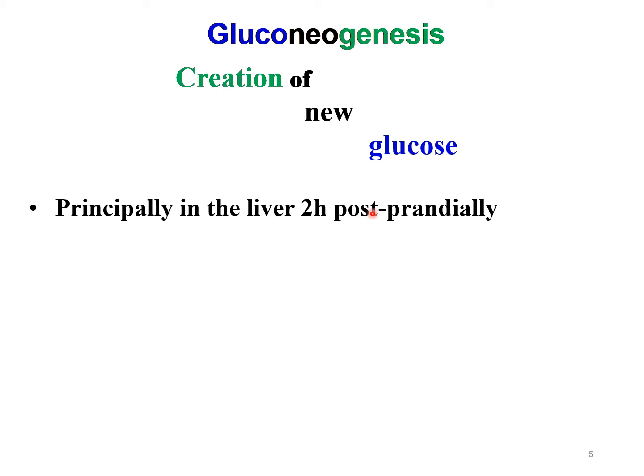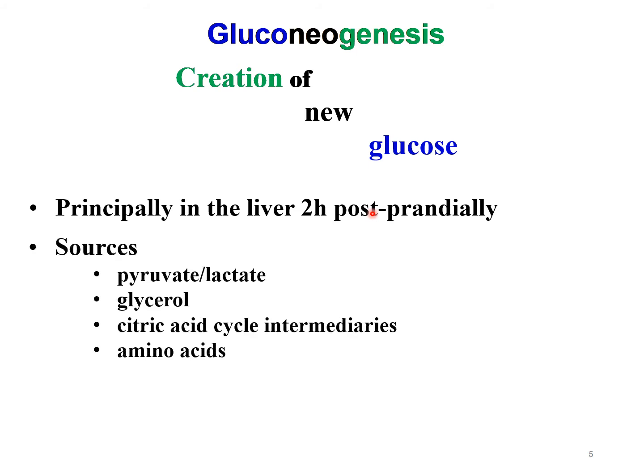Obviously, we can't synthesize glucose like plants do in photosynthesis, and we need to convert it from other molecules in our bodies. The main place of this process is the liver, because it is where we have the full range of enzymes to perform gluconeogenesis.